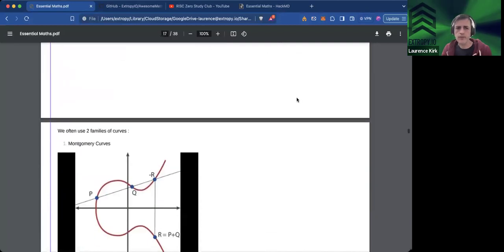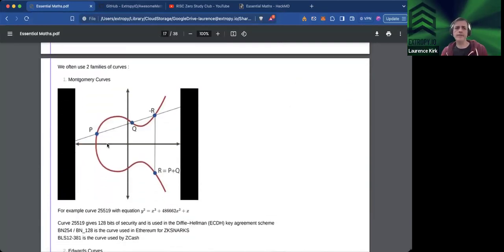And you often see this represented by this type of thing. So here you can see the curve is this red line, and what we're doing here is doing the addition of points P and Q, and the answer here is given by the point R at the bottom of the diagram here. There are ways that we can work out how to do this geometrically, but it is a fact that we end up with a point that is also on this curve.